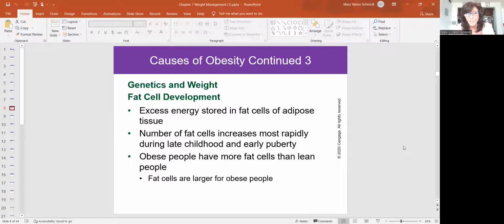Fat cell development. Fat cells are strange. So excess energy can be stored in fat cells, in adipose tissue, which is fat tissue, fatty tissue. The number of fat cells increases the most rapidly in your body during late childhood and early puberty. Now with precocious puberty, it can start anywhere from 10 years of age up to 14, 15, even 16 years of age. And it's a fact that obese people have more fat cells than lean people. And the fat cells themselves are actually physiologically larger for people that are obese.